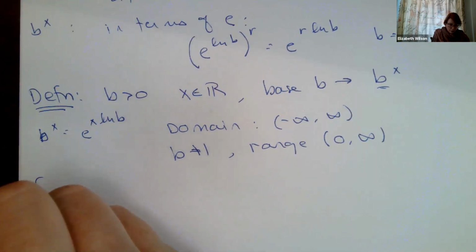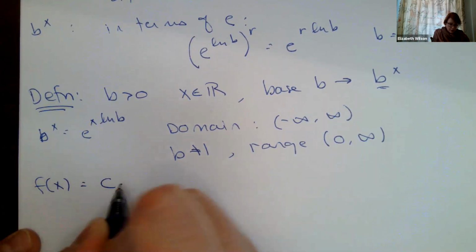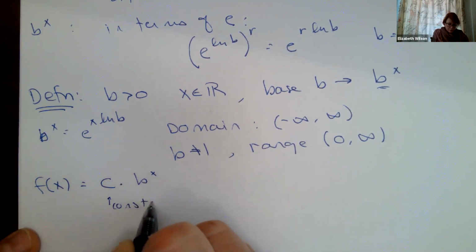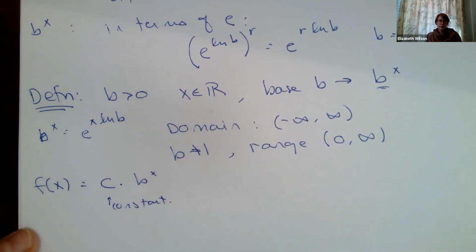Then our generic function, how we write this, is f of x equals c times e to the x, where c is some constant term. Typically, when we talk about exponential functions, c ends up being like an initial value.